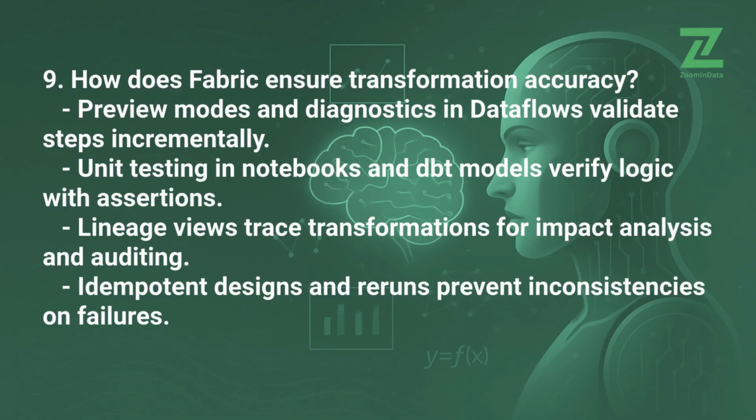9. How does Fabric ensure transformation accuracy? Preview modes and diagnostics in data flows validate steps incrementally. Unit testing in notebooks and dbt models verify logic with assertions. Lineage views trace transformations for impact analysis and auditing. Idempotent designs and reruns prevent inconsistencies on failures.